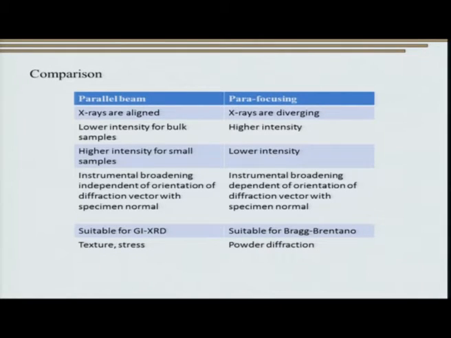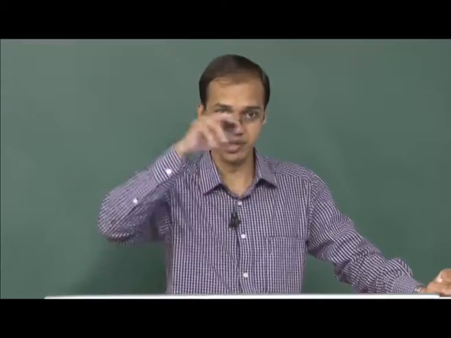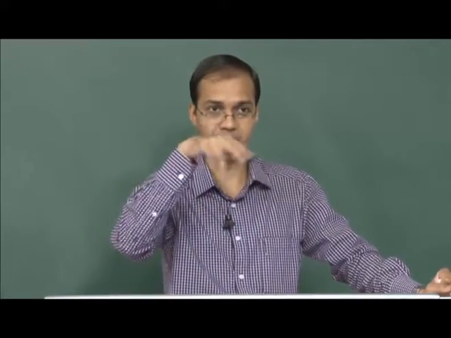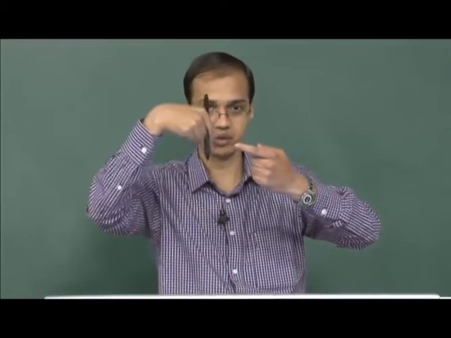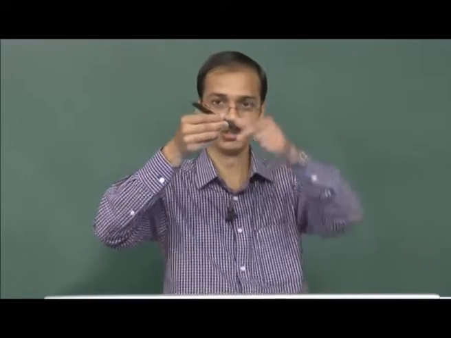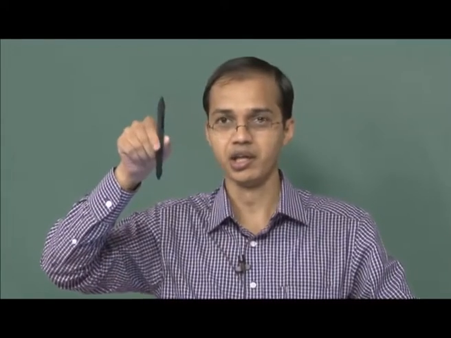Now, another important thing is that the instrumental broadening is independent of orientation of diffraction vector with specimen normal. Now, remember, we had talked a lot about these angles which tend to rotate the sample as well as rotate your detector, namely the phi and the chi, which essentially rotate your sample along the axis which is perpendicular to the surface of the sample, at the same time along an axis which is passing through the sample. So, this is known as the chi rotation, looking at the pen, this is the chi rotation and this is the phi rotation.